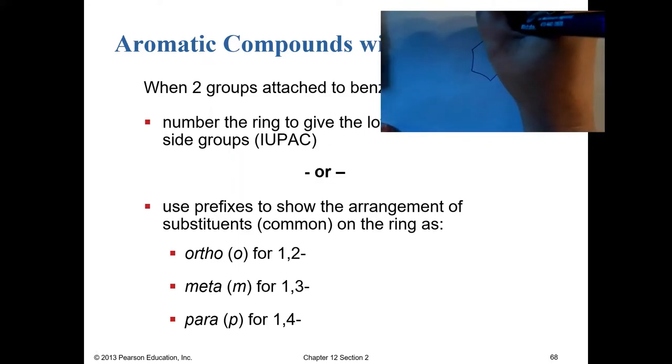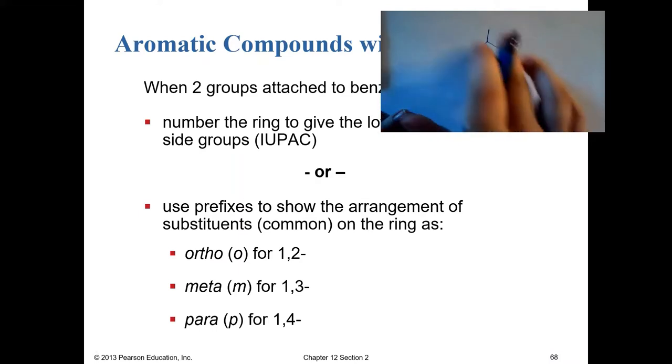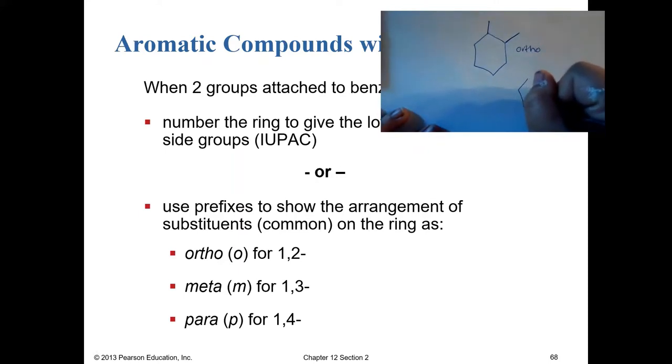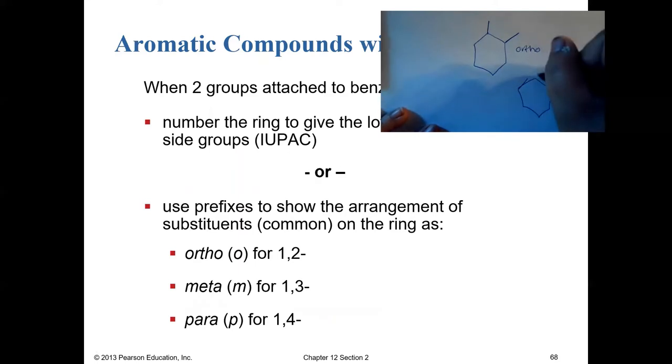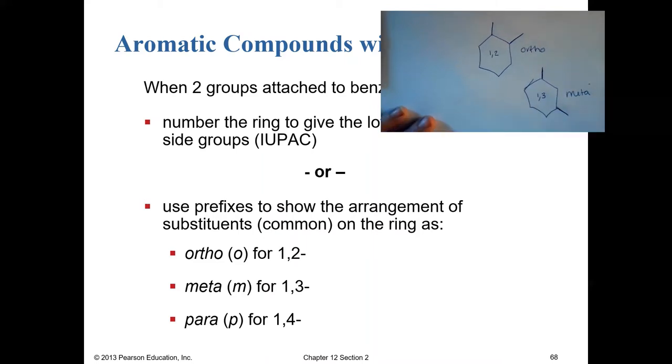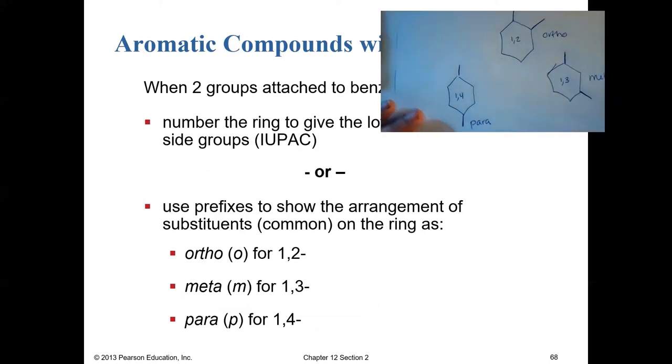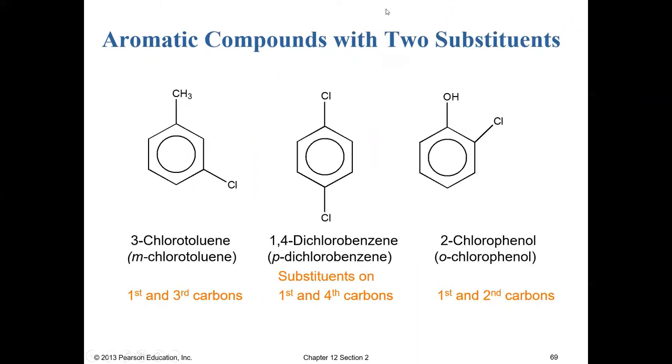So anytime I have something in position 1-2, okay, position 1-2, this is known as ortho. If I have a 1-3, okay, this is a 1-3, this is a 1-2, 1-3 is meta. And then the 1-4, that one's a little easier. That's 1, and then position here is 4. Right across from each other, this is a 1-4. This is the para arrangement. Ortho-meta-para, okay? So those are just common names. So here is a 1-3, this is meta, a 1-4, para, and a 1-2 is ortho.